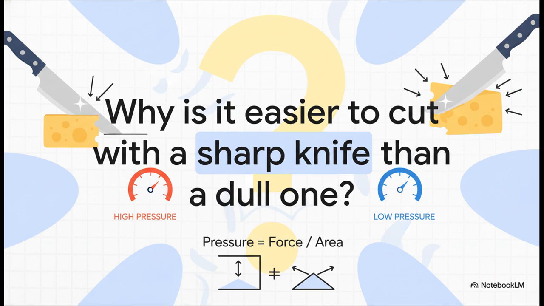So, to get our brains warmed up, think about this for a second. Why is it so much easier to cut something with a really sharp knife compared to a dull one? I mean, you're pushing with the same amount of effort, right? Well, the answer is all about pressure. And by the end of this, you'll see exactly why.